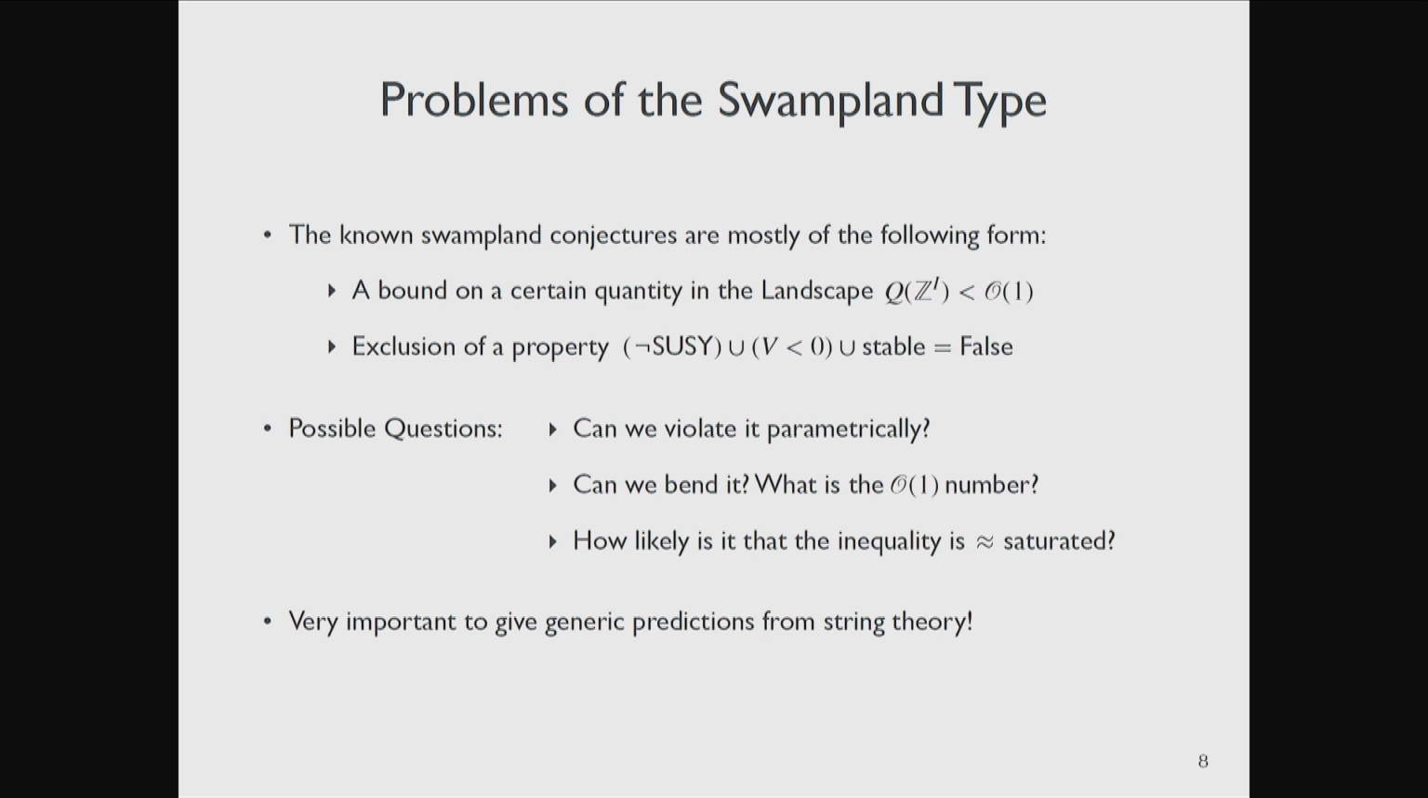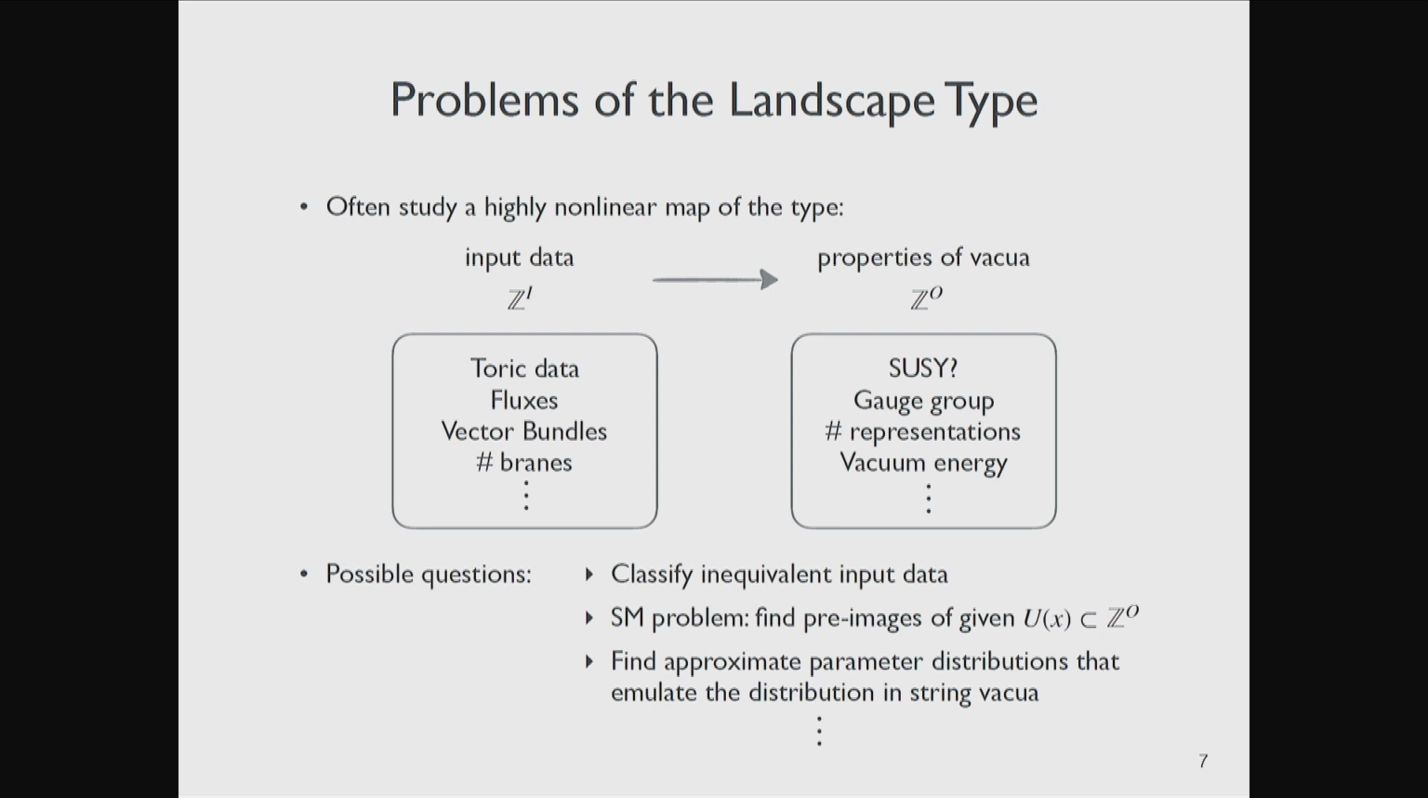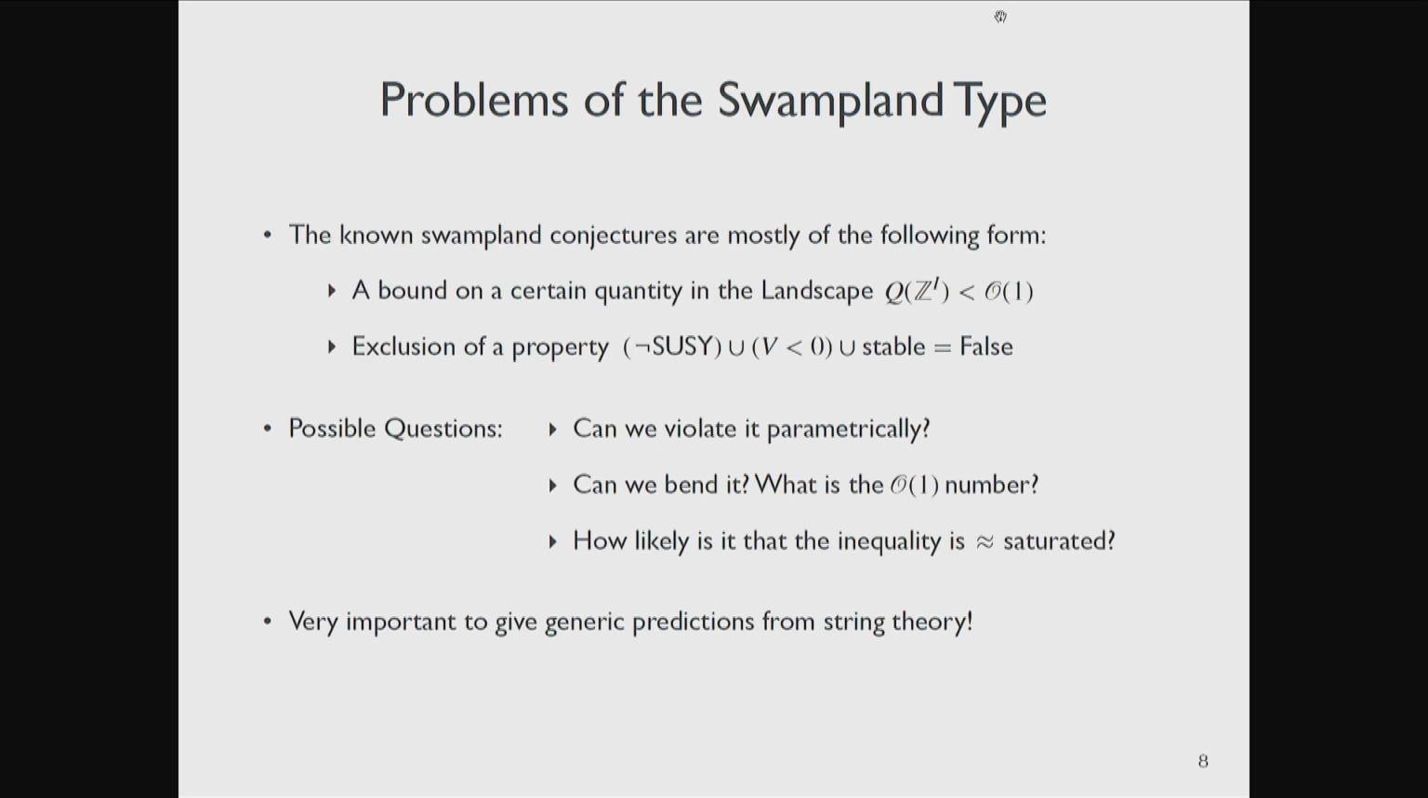So what are some problems that I would call problems of the Swampland type? Well, the Swampland conjectures are mostly of the form: we have a bound on a certain quantity in the landscape, so we have some quantity Q here, which depends on these input vectors that I defined here, which is claimed to be less than an order 1 number. Or we have some property which is strictly excluded. So for example here, if we have a non-supersymmetric AdS vacuum, people have claimed that it is necessarily unstable. So this is also something that we can check. So we can check for correlations in the data set. Does a certain quantity imply certain other quantities? So that would be very interesting.